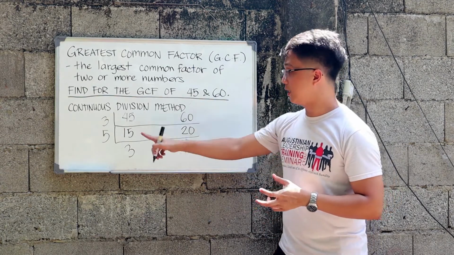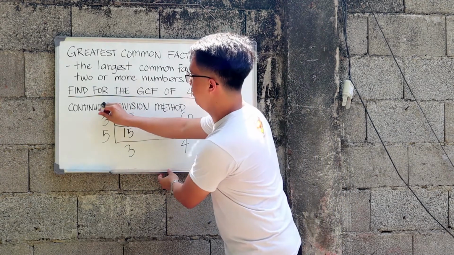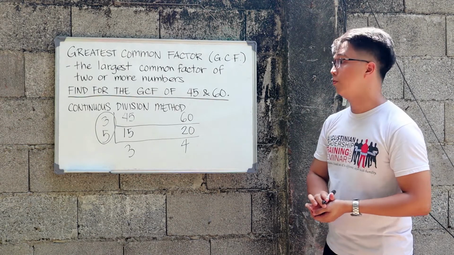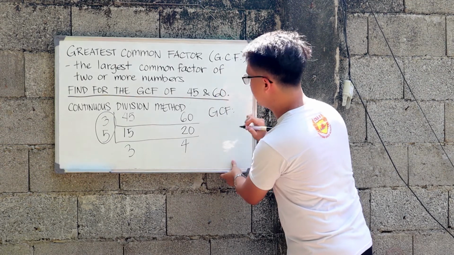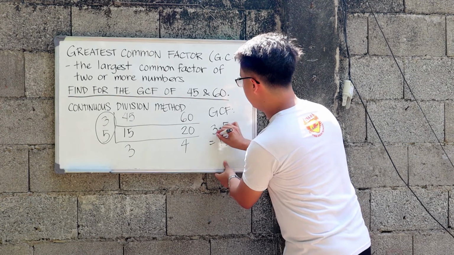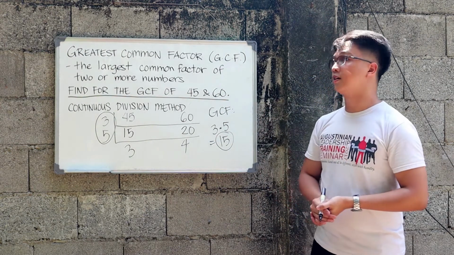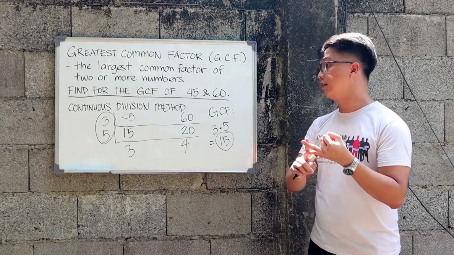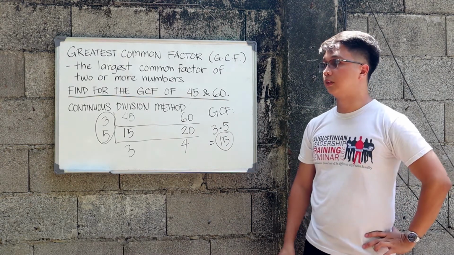Meaning your GCF is this part over here, the numbers common to both. So we use the 3 and the 5 to find the GCF. We multiply. Our GCF is 3 times 5, which is equal to 15. And that's how you find the GCF using your roster method, your factor tree method, and your continuous division method.